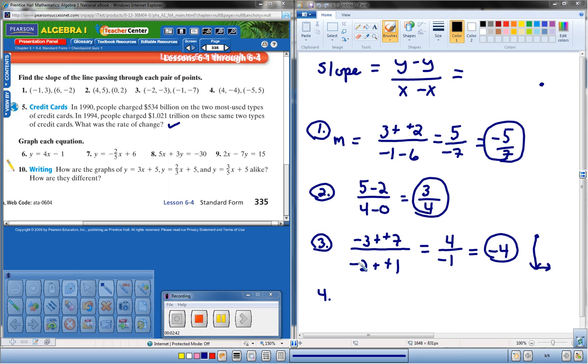Number 4, calculating the slope. We have difference in the y's. I'm going to go this way, negative 4 minus 5, so I'm going to go from here to here. The denominator is 4 minus negative 5. Negative 4 minus 5 is negative 9. 4 minus a negative 5 is 9. That gives me a slope of negative 1. Down 1, over 1. That's what a slope of negative 1 means.